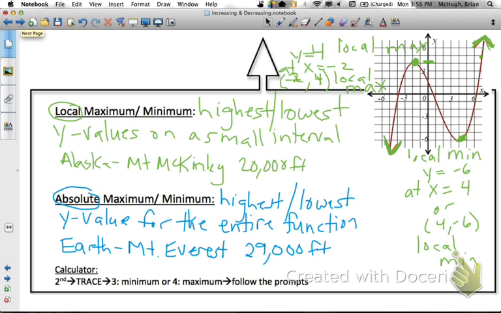Your calculator has a feature called the calculate menu, accessed with second trace, and this is a step-by-step procedure for identifying local minimum and maximum values using your calculator. Let's take a look at an example with that.